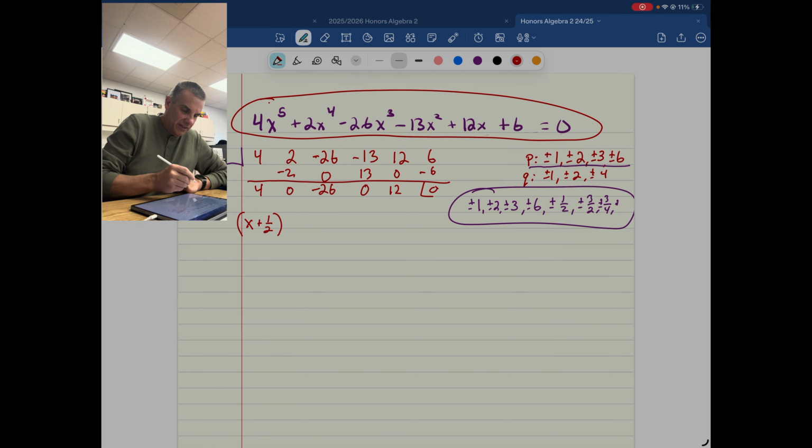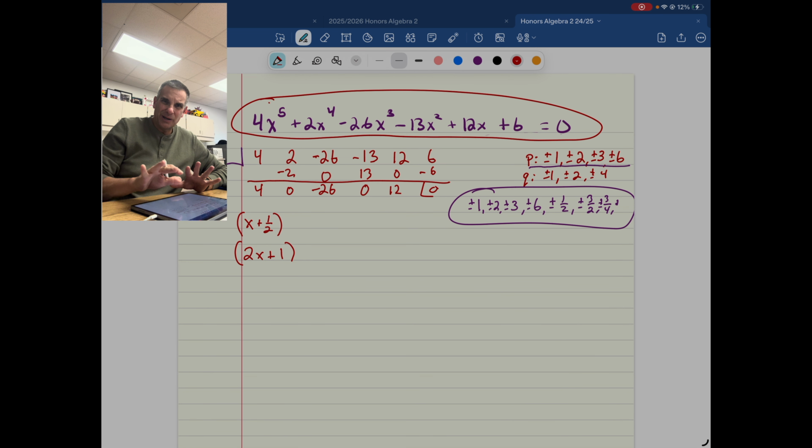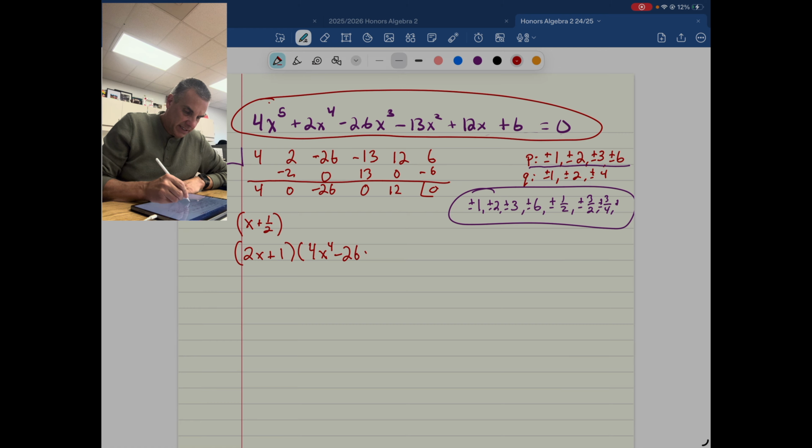I can rewrite this, and if you think about this, I can rewrite this as 2x plus 1. And kind of the rationale between that is if you solve 2x plus 1, that gives you x equals negative a half. That's kind of why it works. So I can rewrite that. My second factor, and I'm just going to write it down here, is 4x to the 4th minus 26x squared plus 12. Because I started with the 5th, that's why this is x to the 4th. This is my x cubed, and so on and so forth. And that's where that one comes from. Okay, so it still all equals 0.